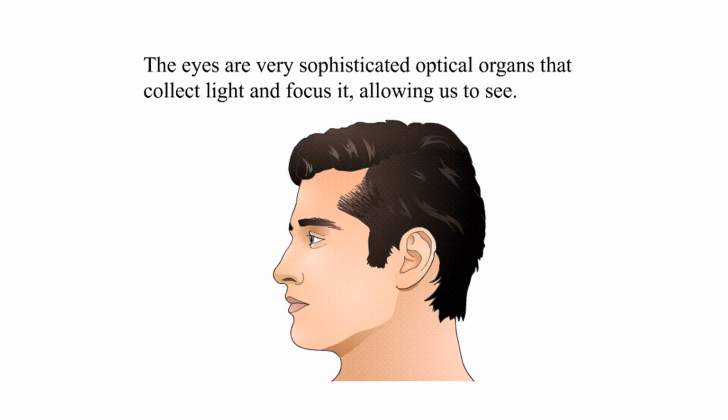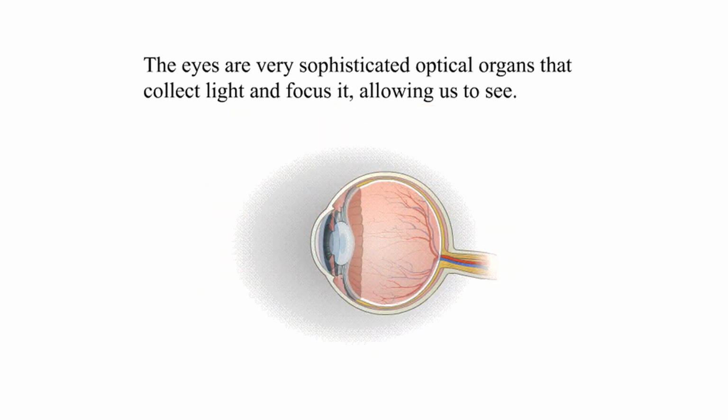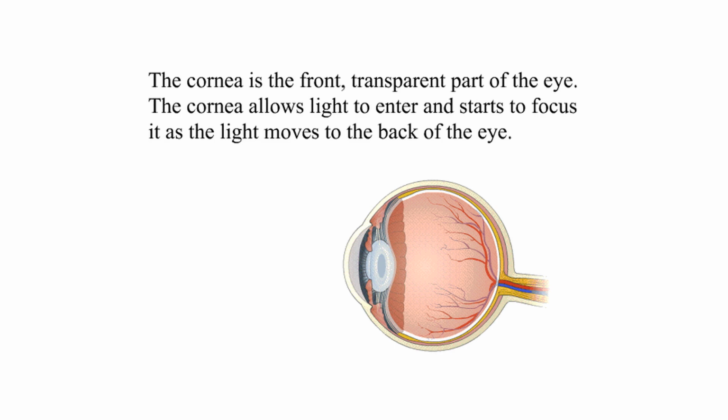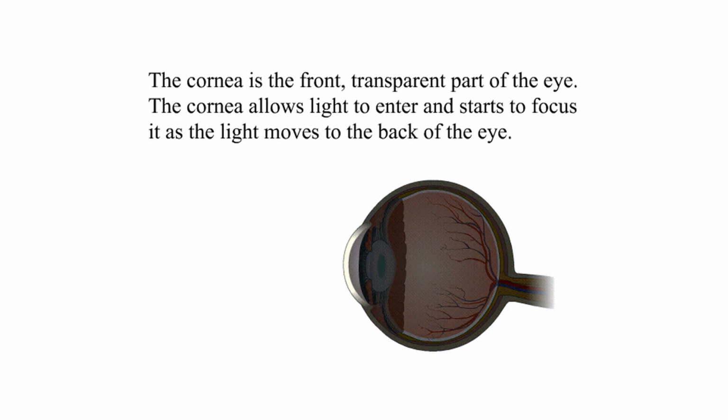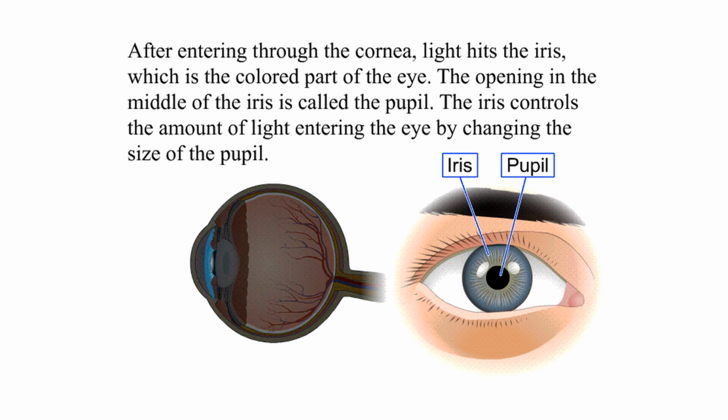Anatomy. The eyes are very sophisticated optical organs that collect light and focus it, allowing us to see. The cornea is the front, transparent part of the eye. The cornea allows light to enter and starts to focus it as the light moves to the back of the eye. After entering through the cornea, light hits the iris, which is the colored part of the eye. The opening in the middle of the iris is called the pupil. The iris controls the amount of light entering the eye by changing the size of the pupil.